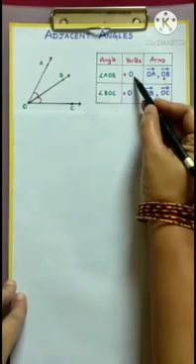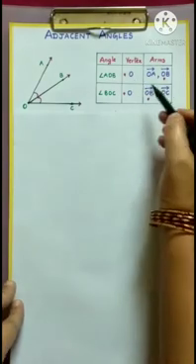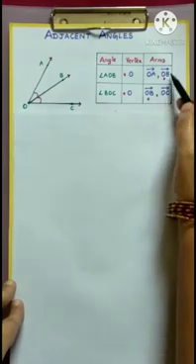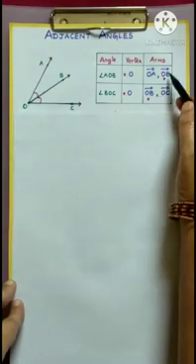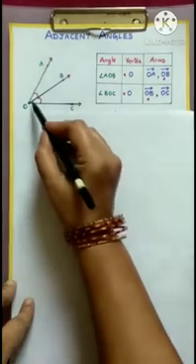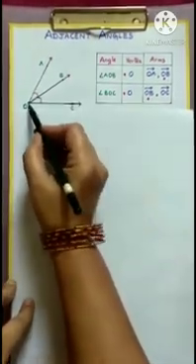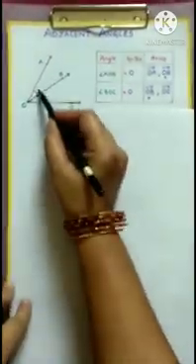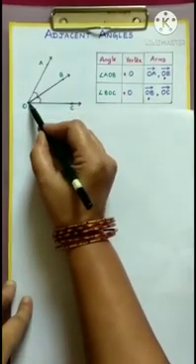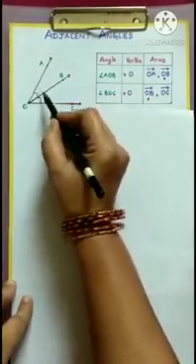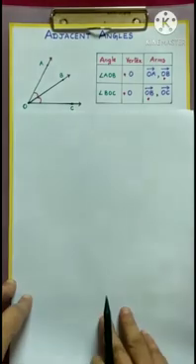Now if you observe, for these two angles, what is the vertex? O. So here O is the common vertex. What is the common arm? OB. Ray OB is the common arm. Here ray OB is the common arm, O is the common vertex. When two angles have a common vertex and common arm, then they are said to be adjacent angles.